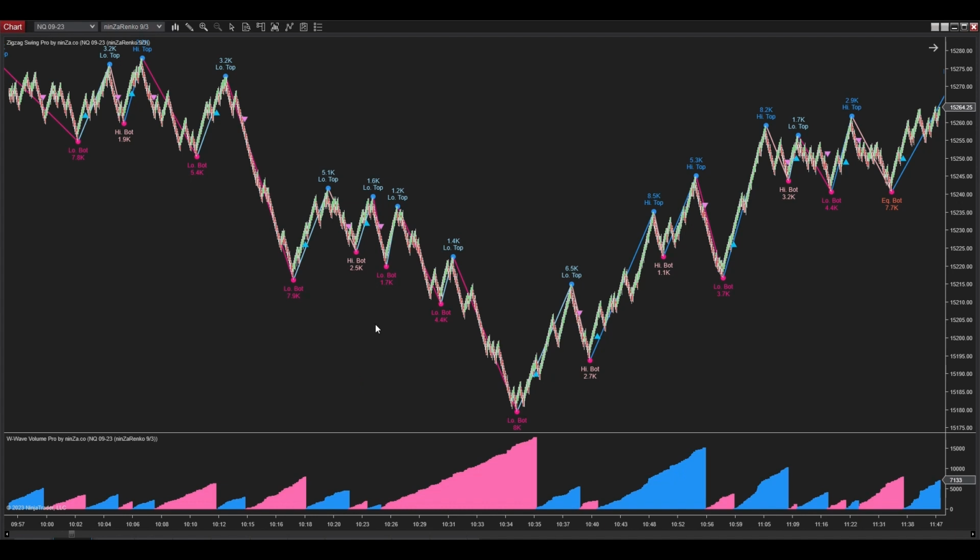Without any further delay, I will now break down the trading strategy of the deliberate AnaCute trading system. To start, I will draw a trend line. Utilizing the swing points from Zigzag Swing Pro provides better visualization to help you with drawing the trend line.